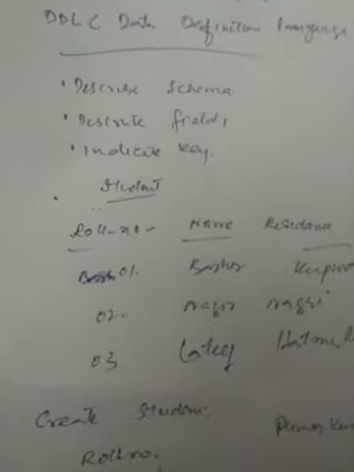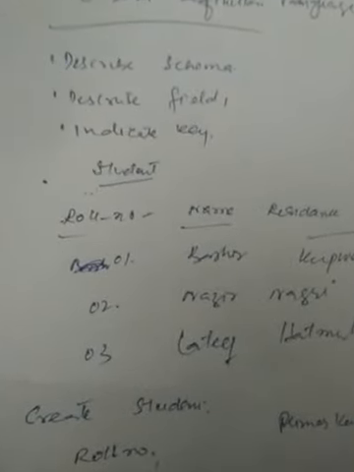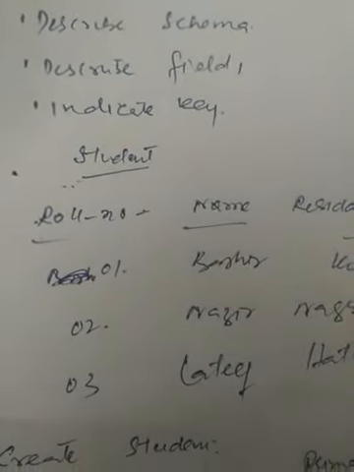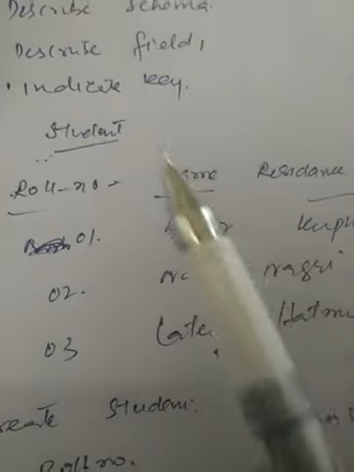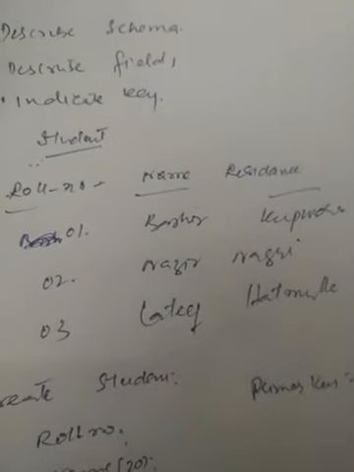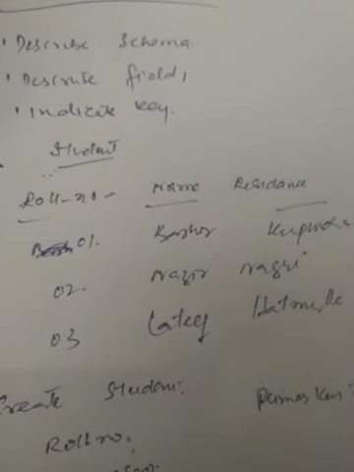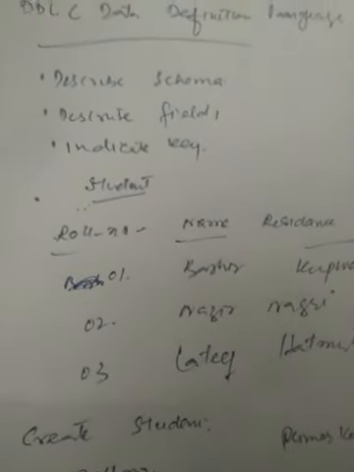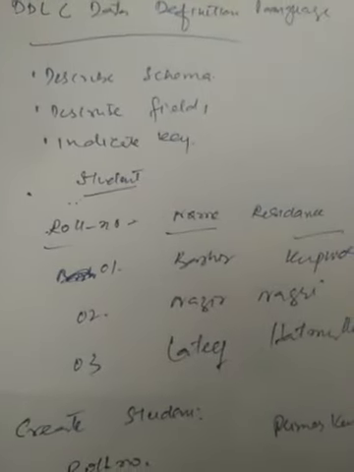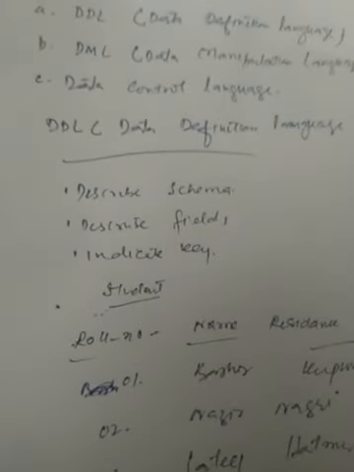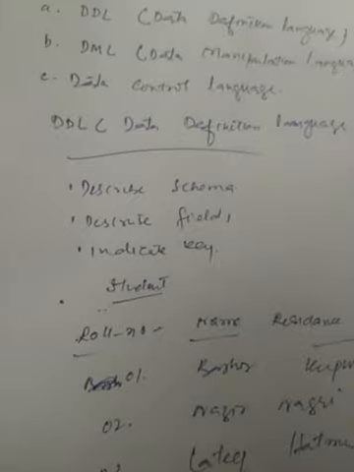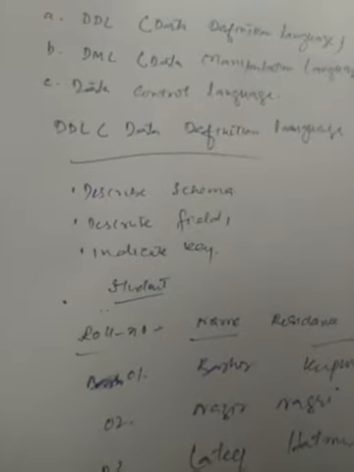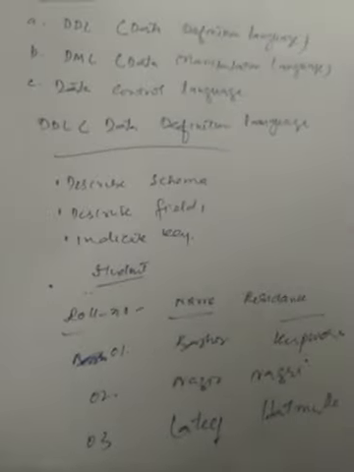So to create the schema or structure, to create and describe these fields, and to indicate the key, that is, to set the primary key, we need these things before making any table. And these very commands belong to a particular language called data definition language. So what is data definition language? It helps us to create the schema, to put the constraints, and to declare the primary key, alternate key and foreign key of a database.